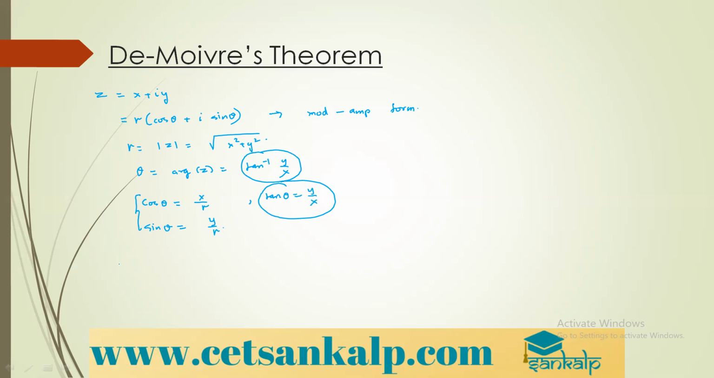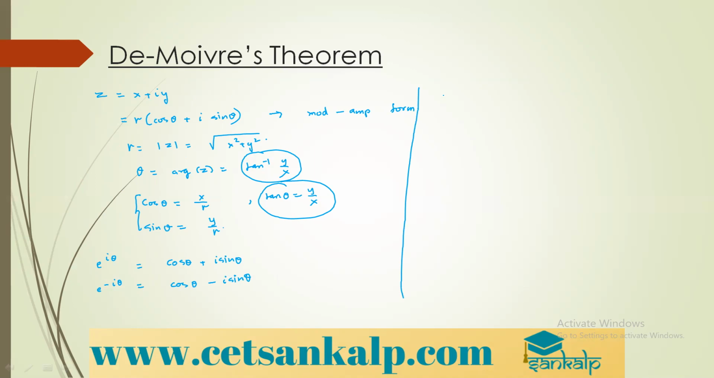Now, this cos theta plus i sin theta is actually the definition of e power i theta. And cos theta minus i sin theta is actually the definition of e power minus i theta. So all this I was explaining to you to know about the basic thing, that is the modulus-amplitude form.